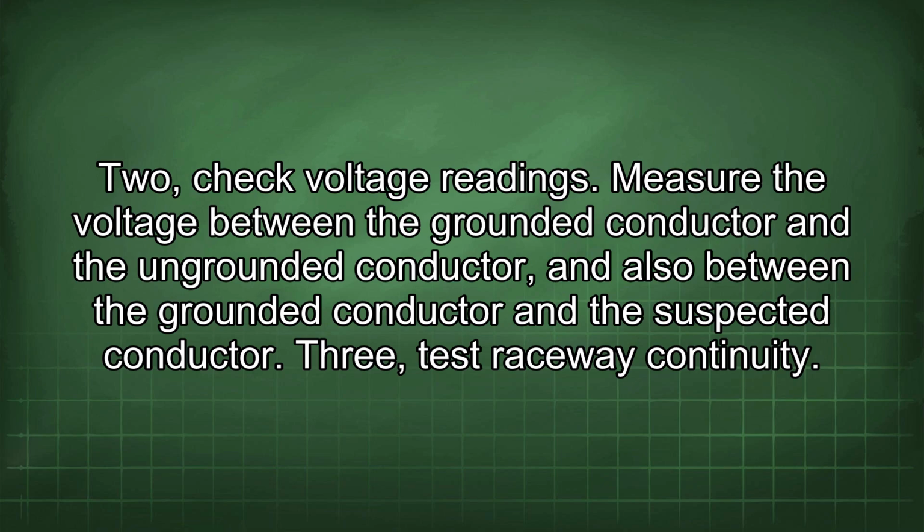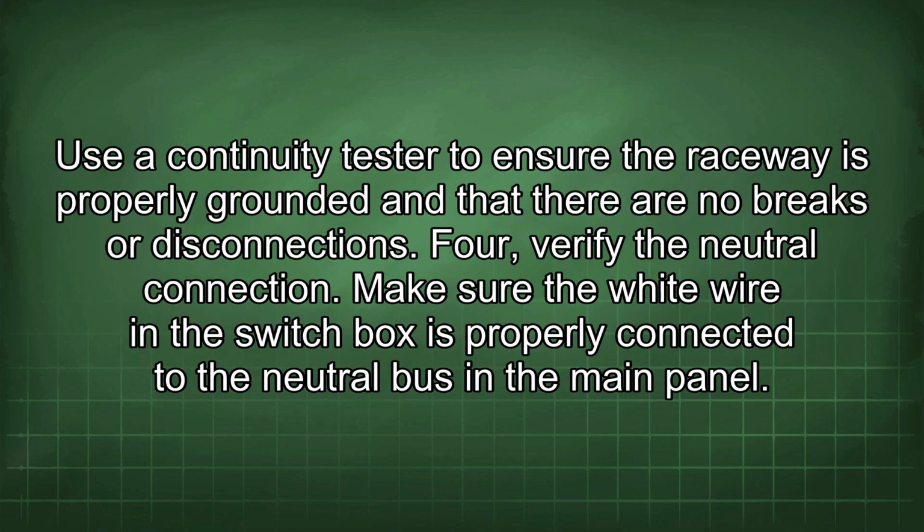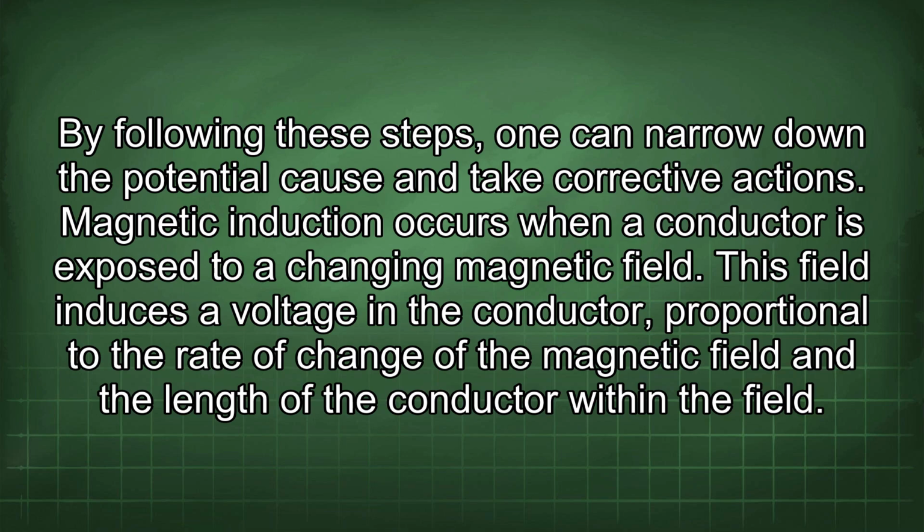3. Test raceway continuity. Use a continuity tester to ensure the raceway is properly grounded and that there are no breaks or disconnections. 4. Verify the neutral connection. Make sure the white wire in the switch box is properly connected to the neutral bus in the main panel. By following these steps, one can narrow down the potential cause and take corrective actions.